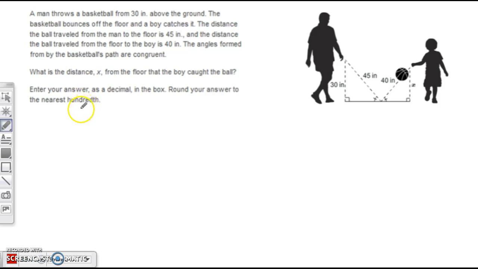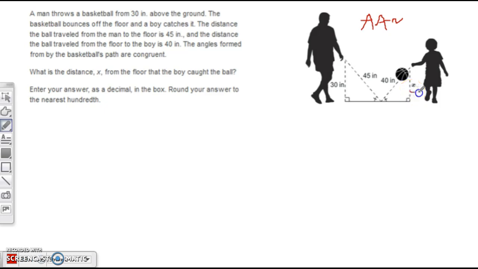Whew, that was a lot of reading. But y'all, don't freak out when you see a ton of reading. Look, they even give us this pretty picture. And it tells us that the angles formed are congruent, so we know that these are similar because we have angle-angle similarity postulate. So then we can set up proportions.